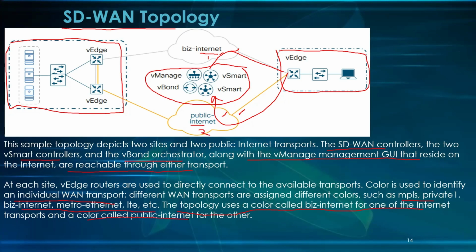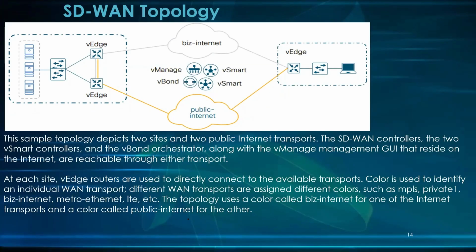So we have two transports and we have controllers. Controllers are reachable from each vEdge over each transport, right? And on each transport we assign one color to uniquely identify the transport. Then further we are going to form the tunnels and all those things. Clear? Any question, feel free to ask. So far, good. Okay, let's move on.